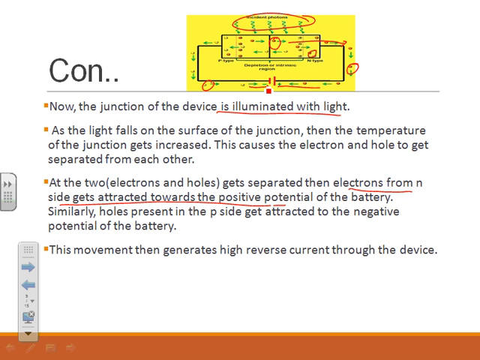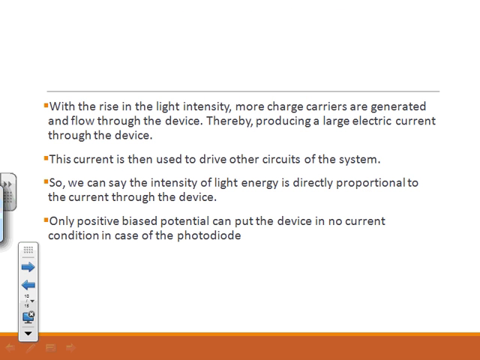So this movement generates a high reverse current in the device. Due to this movement of charged particles, a current is generated, that is the reverse current of the device. With the rise in the light intensity, more charge carriers are generated and flow through the device, thereby producing a large electric current through the device. And this current is then used to drive the circuit of the system. So this is the working of the photodiode.